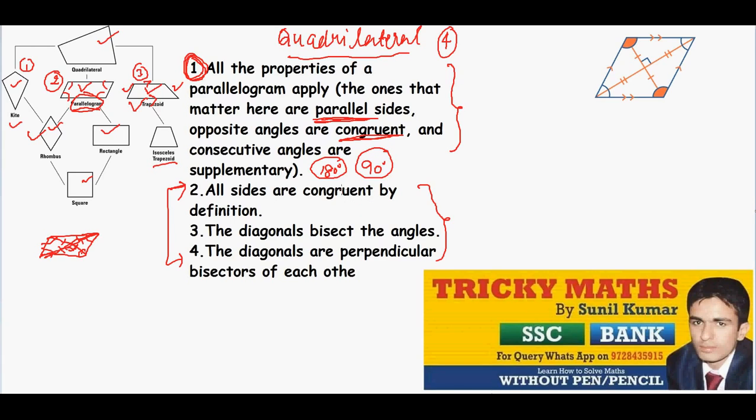Rather than the properties of a parallelogram, it possesses these additional properties. All sides are congruent. Congruent means all the four sides are equal. This is a, this is a, this is a, and this is a. The diagonals are perpendicular bisectors. Diagonals bisect each other in a parallelogram, but the additional property is that they are perpendicular. My diagonals bisect each other at 90 degrees. And diagonals bisect the angles, meaning this is theta and this is theta. These are very important.